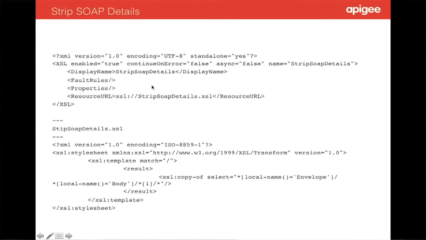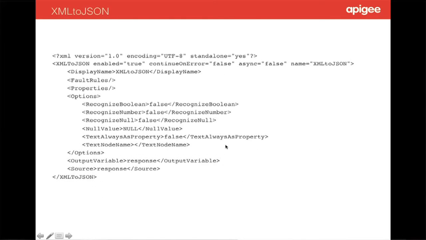But you can see here when we strip the SOAP details, we're using another feature of Apigee to use XSLT, and we just basically have an XSL rule that is taking out that envelope portion. Quite simple, quite easy to do, no coding involved. And then finally, as you can see here, quite simple policy to just convert that final XML to JSON and give it back to the client.